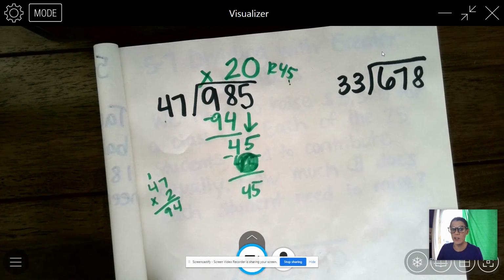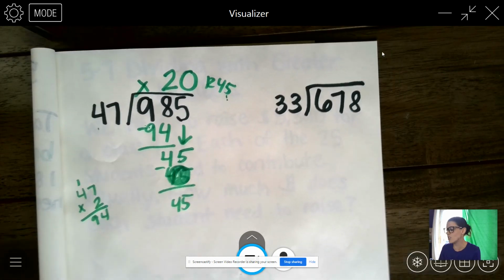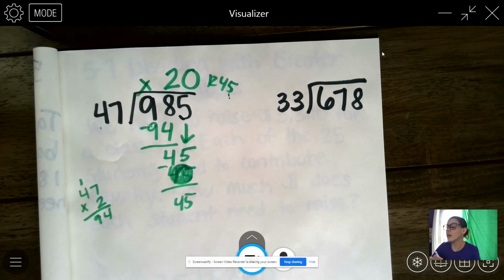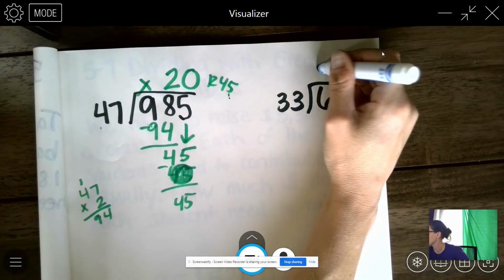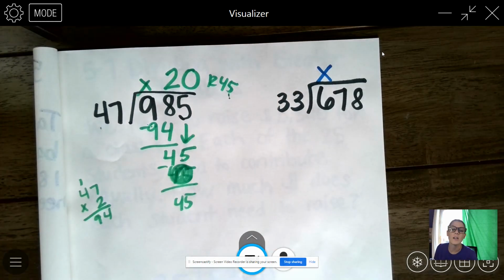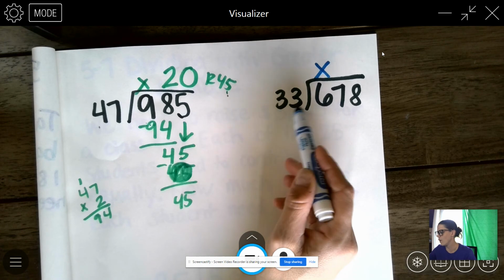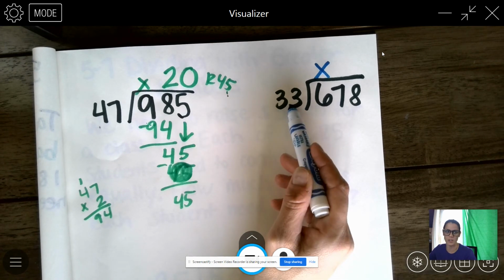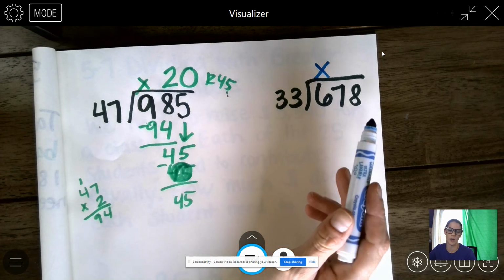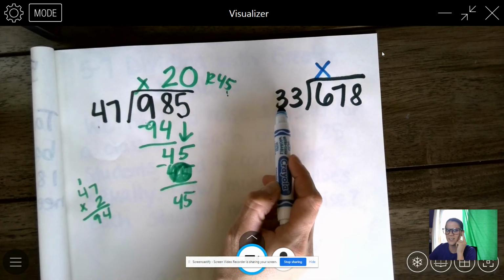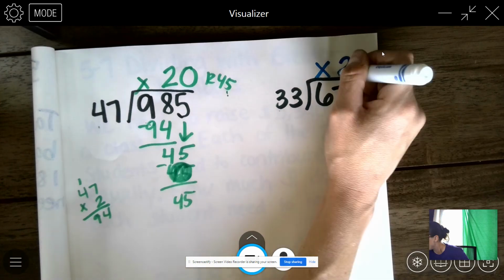Let's do another one together. Let's do 678 divided by 33. So I know that 33 cannot fit into 6. Let's think about 33 fitting into 67. So 3's are pretty easy to work with. If I took 33 and multiplied it by 2, I would get 66. And I know that because I would just double these 3's, so they would turn into 6's. So I'm going to put a 2 up here.